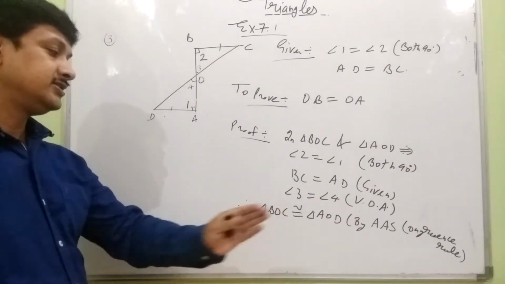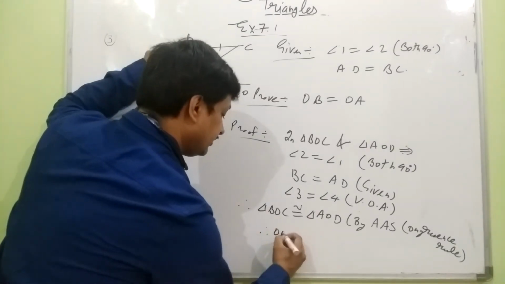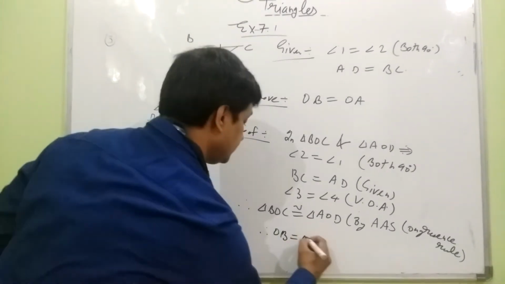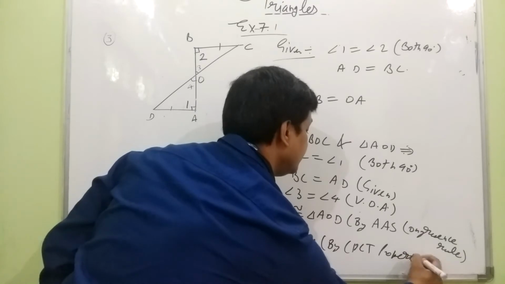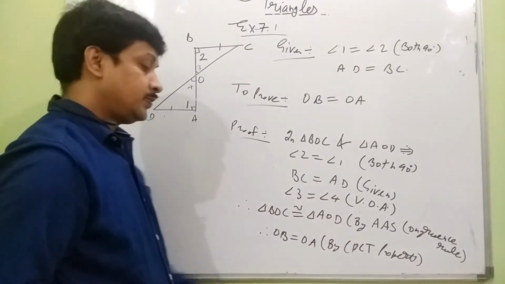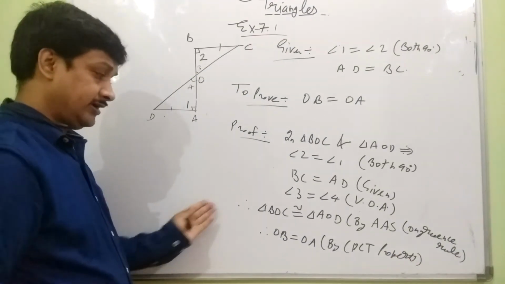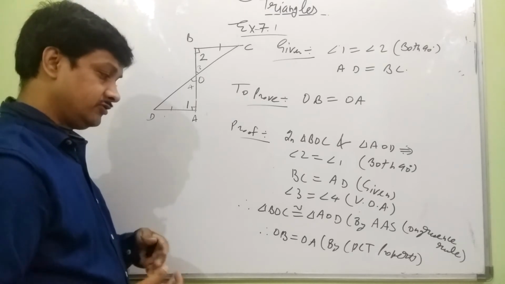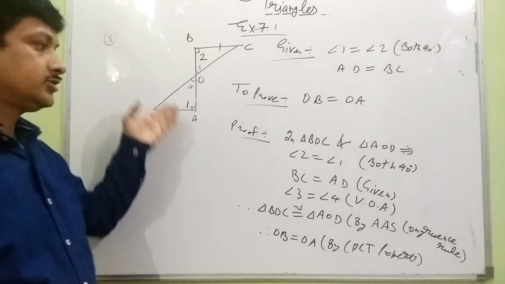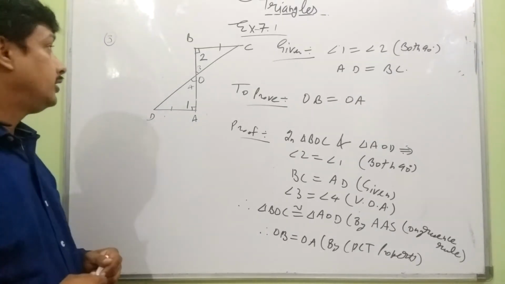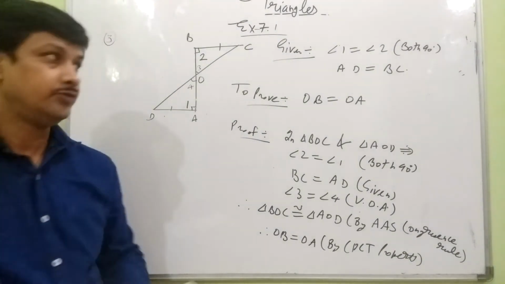Okay, if these triangles are congruent, now we can say OB of this triangle is equal to OA of this triangle by the CPCT property. CPCT: corresponding parts of congruent triangles. This is the name of the property. If triangles are congruent, their corresponding sides will be equal. So we have proved that OB is equal to OA. This is the proof of the third question. So you just pause the video and note down the solution. Now we will do question number 4.